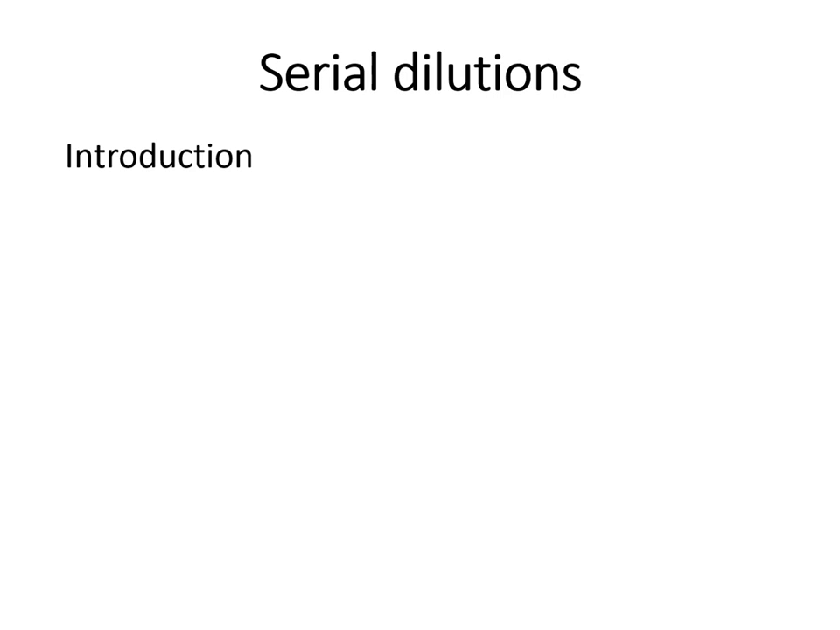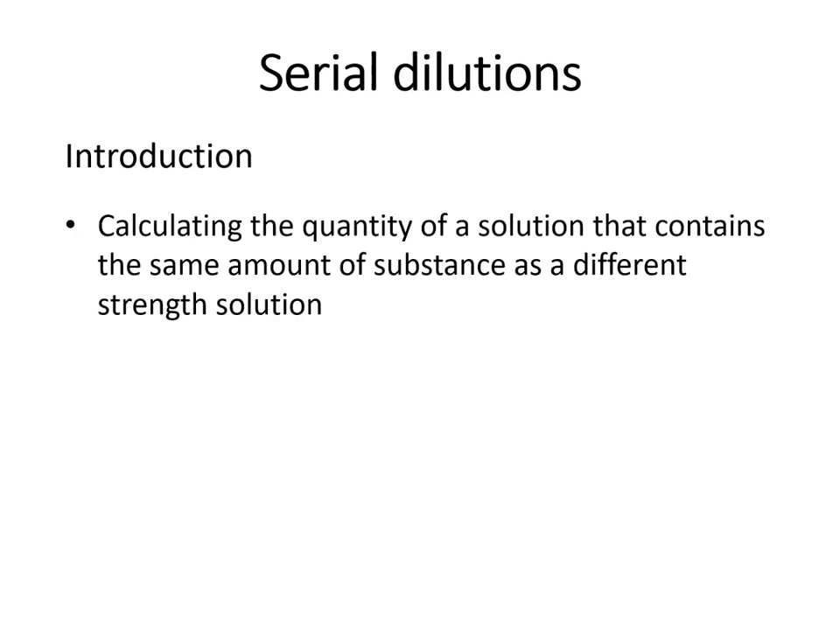Serial dilutions are a useful technique for calculating the quantity of a solution that contains the same amount of substance as a different strength solution. For example, if a formula or procedure specifies a certain volume of a certain strength solution that you don't have in stock, this method will allow you to quickly calculate the equivalent volume of a stock solution.